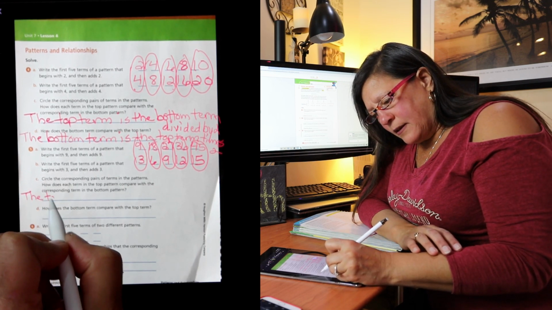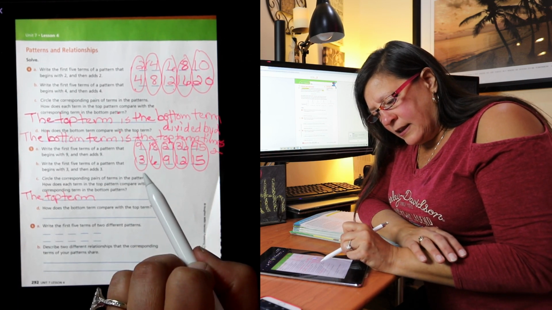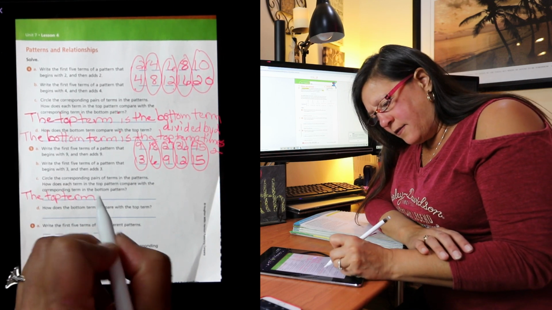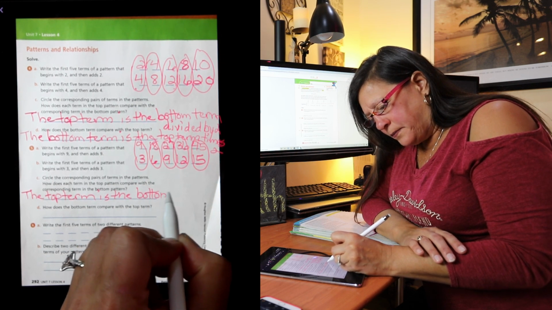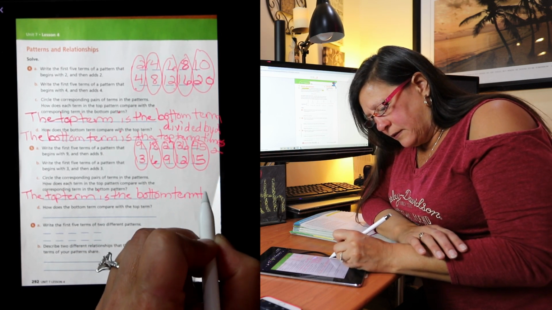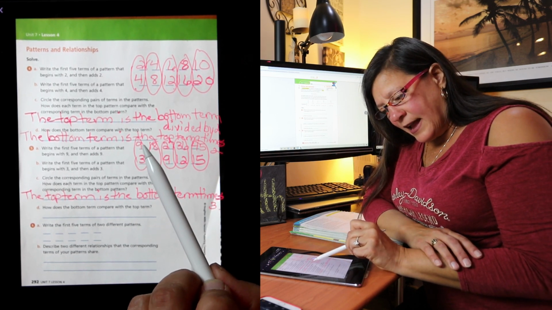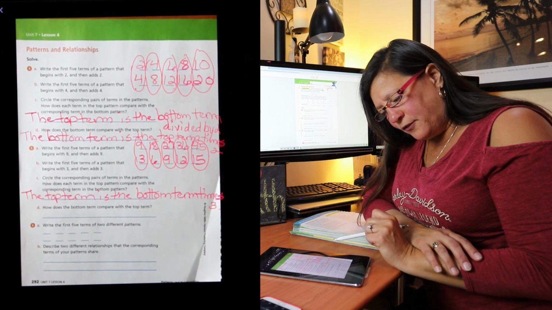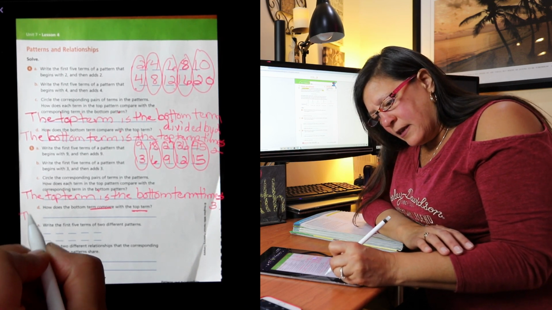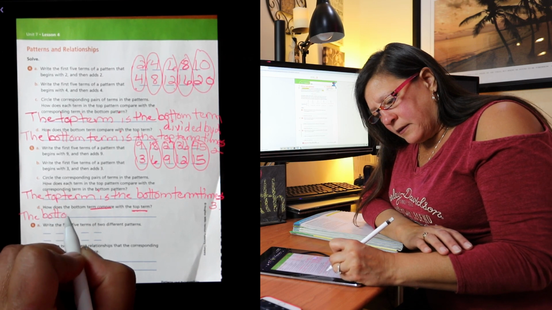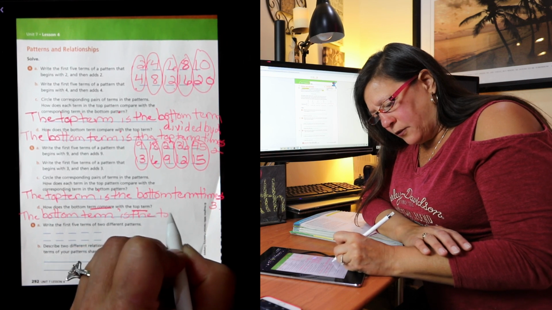The top term, in this case, is 9. The top term is, it's going to be the opposite of up here, the bottom term times 3. Okay, so top term, which is 9, is the bottom term 3 times 3. So then the bottom term compared to the top term would be the opposite. The bottom term is the top term.